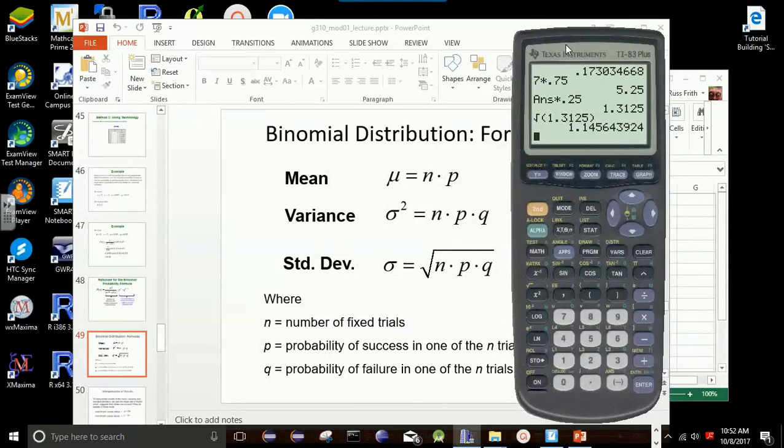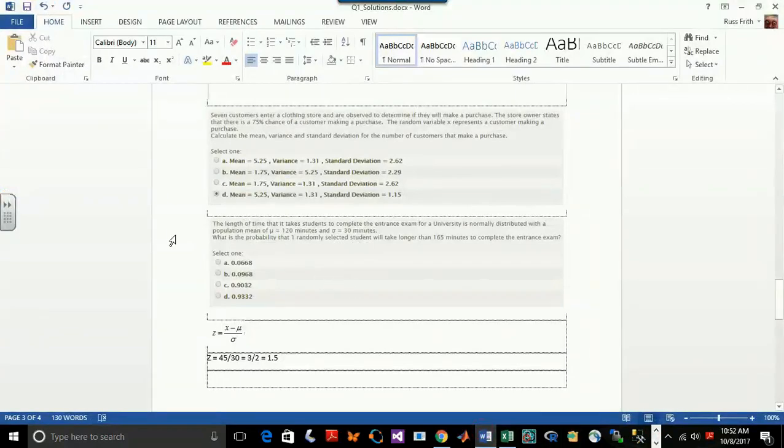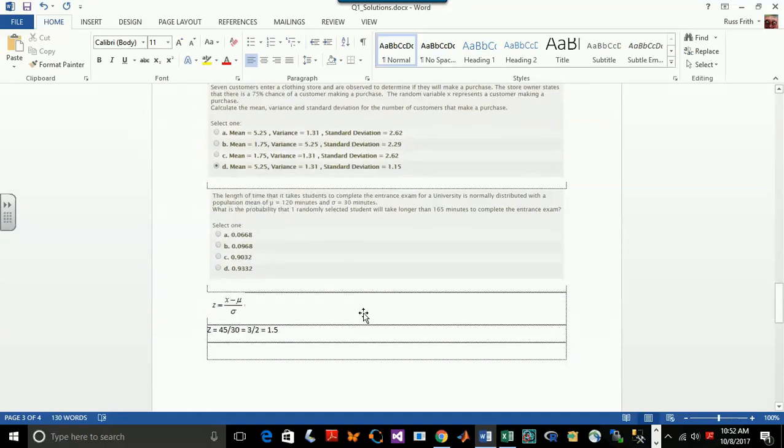Okay, what next? The next question was: the length of time it takes students to complete the entrance exam for a university is normally distributed with a population mean of 120 minutes and a standard deviation of 30 minutes. What is the probability that one randomly selected student will take longer than 165 minutes? What we need to do here is calculate the standardized score, the z-score, and then find the area to the right of the z-score.